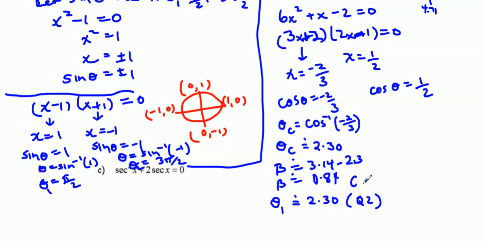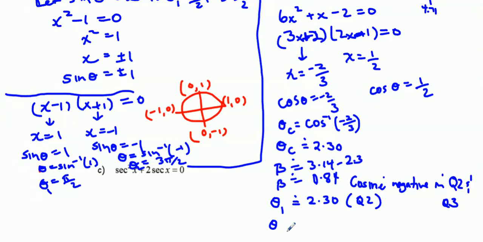And I know, and I can remind myself, that cosine is negative in quadrants 2 and quadrant 3. And I know I'm looking for negative because it's right there, right? That's my negative ratio that I'm finding the angle for. Okay, so the first angle is approximately 2.3.